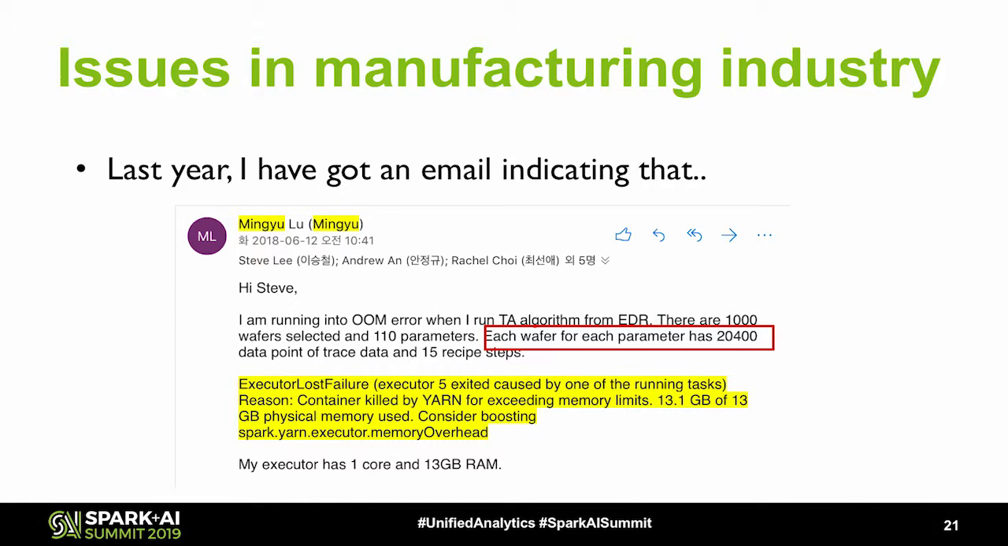However, I received a mail indicating that some parameters have a lot of data points, which caused a memory problem when we used the Naïve TA Spark version. While the program runs, some executors are lost due to the memory issue because there are too many data points in a certain recipe step.